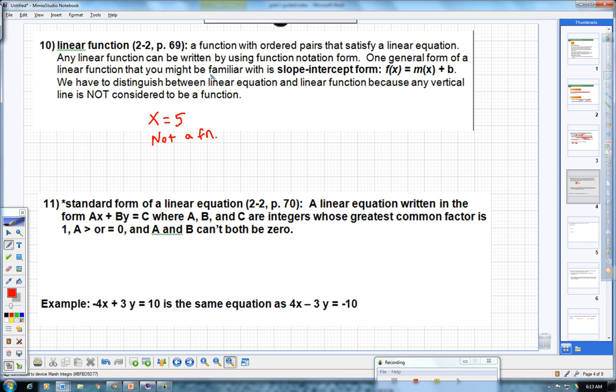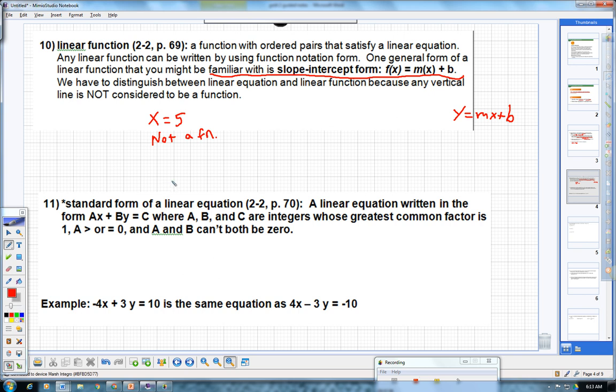One of the more familiar linear function forms is f of x equals mx plus b. You probably know it as y equals mx plus b, that slope-intercept form. Oh, how we love that. That's slope-intercept form, okay?